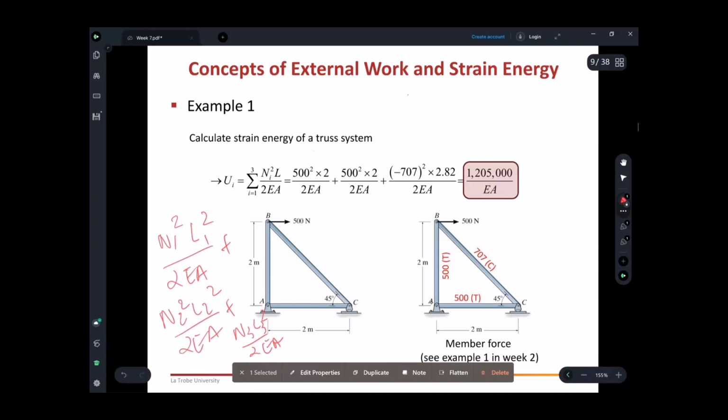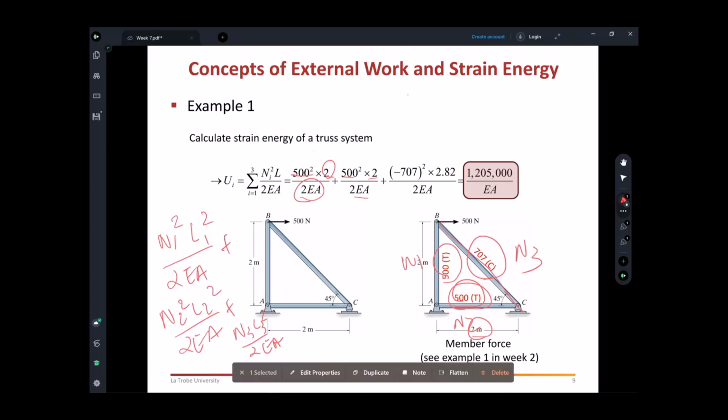You can calculate the reactions, and you use the joint method to calculate this 500 Newton tension force, 500 Newton tension force, 775 compression force. So you substitute those values. Let's say this is N1, this is N2 and this is N3. So you substitute N1, length is 2 meters, L1 over 2EA. N2 here, 500 square over 2EA, and this one compression is a minus, so square, and the length is 2.82 over 2EA. You got this.